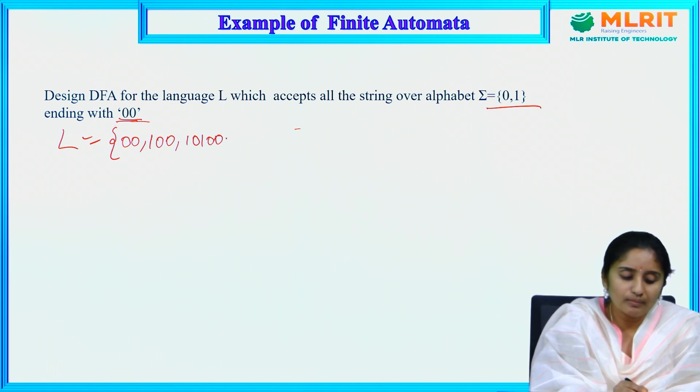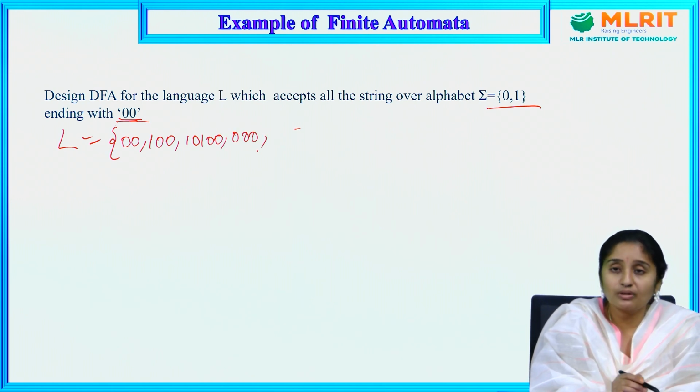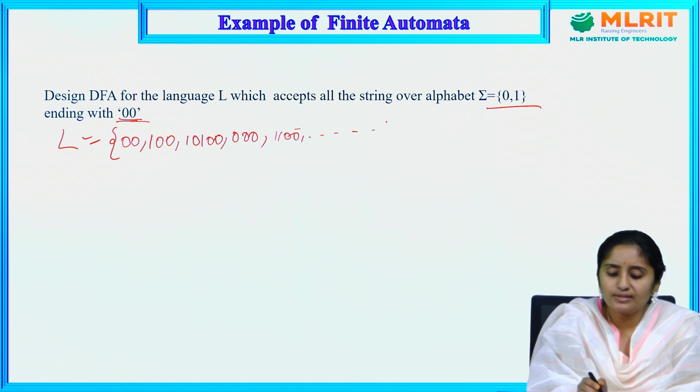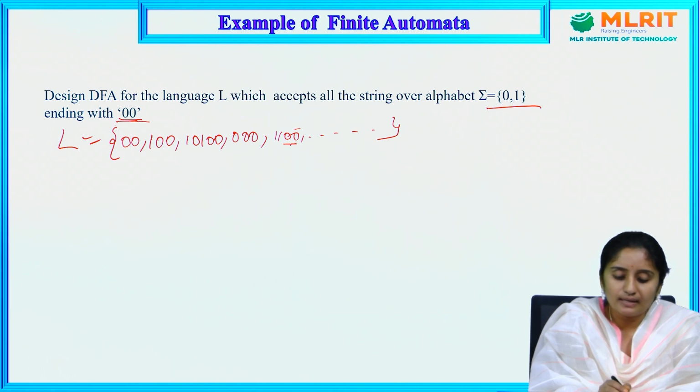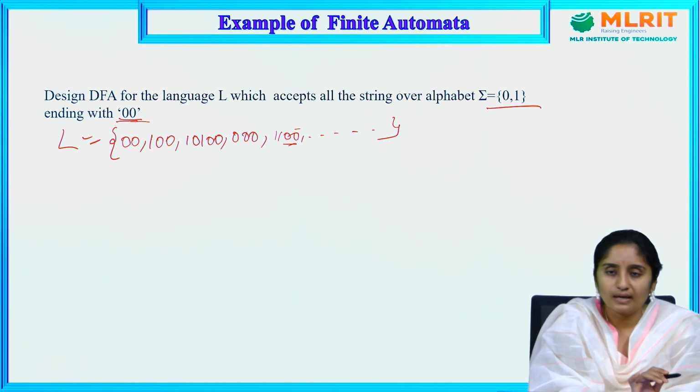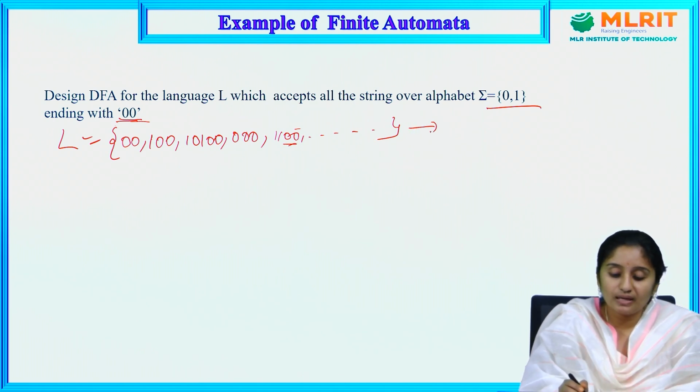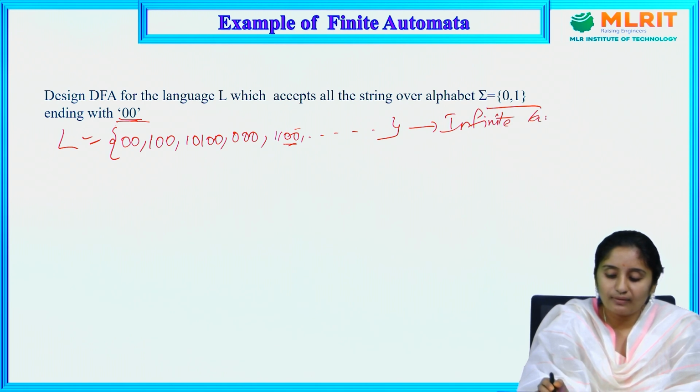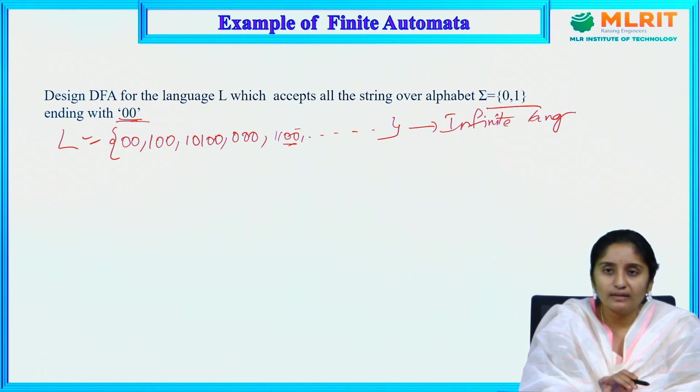Next I can have 1 0 1 0 0. Three zeros also can be there. Or else I can have 1 1 0 0. Any string I can have, but ending with 0 0 is the condition. So what type of language is it? It is an infinite language.